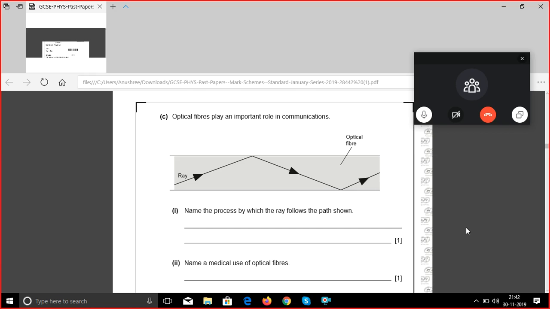So it's very important that you mention that the angle of incidence is greater than the critical angle, because if it's not greater than the critical angle, then total internal reflection is not possible. Okay, now next, name a medical use of optical fiber. A medical use of optical fibers.